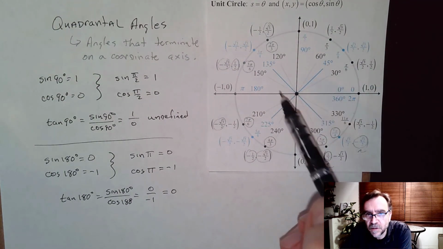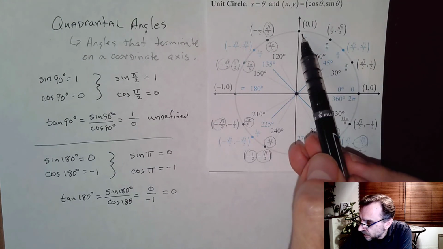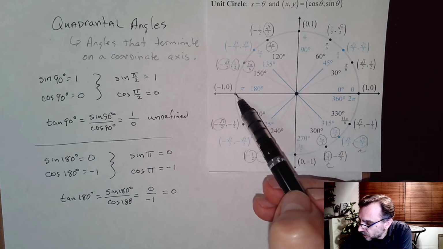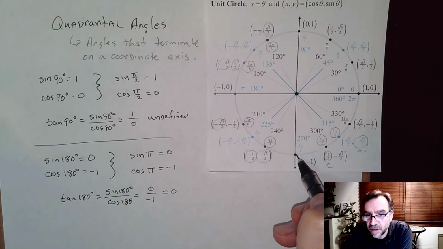And that's how we can use the unit circle diagram. Now, you can see here there's all sorts of quadrantal angles. You got 0 degrees, 90 degrees, 180 degrees, and then right here you got 270 degrees, which is equivalent to 3 pi over 2. And there's your cosine and sine values.